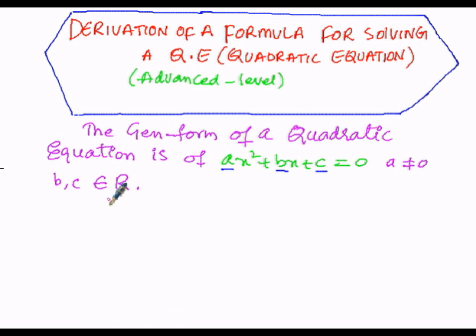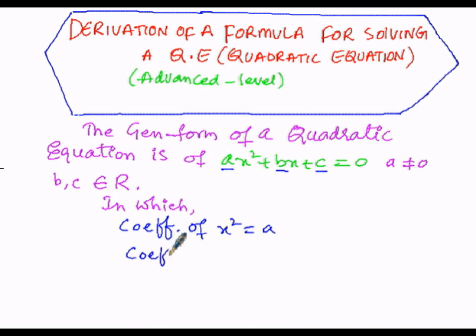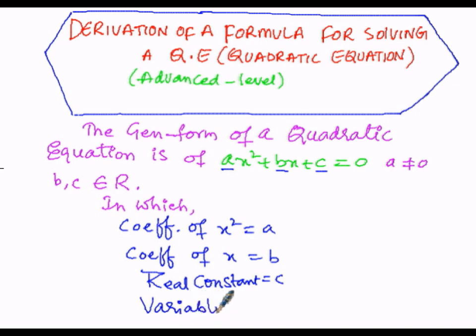So in this present equation, that is the general form of a quadratic equation, a is the coefficient of x square, that is coefficient of x square is equals to a, and similarly the coefficient of x is equals to b, and the real constant is c. But here, since the variable is x, we have to solve for x.